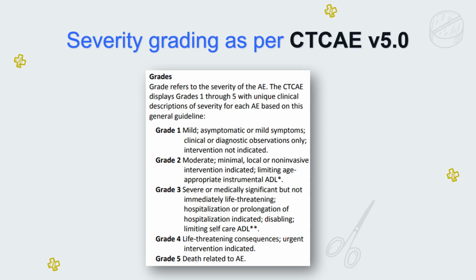When it comes to grade 2, we have moderate symptoms, which need minimal, non-invasive intervention. Grade 3 is severe, which is a severe, medically significant event and can be potentially life threatening. Grade 4 is a life-threatening event which has significant consequences and requires urgent intervention. And grade 5 is death, which is the most dreaded kind in the CTCAE criteria.